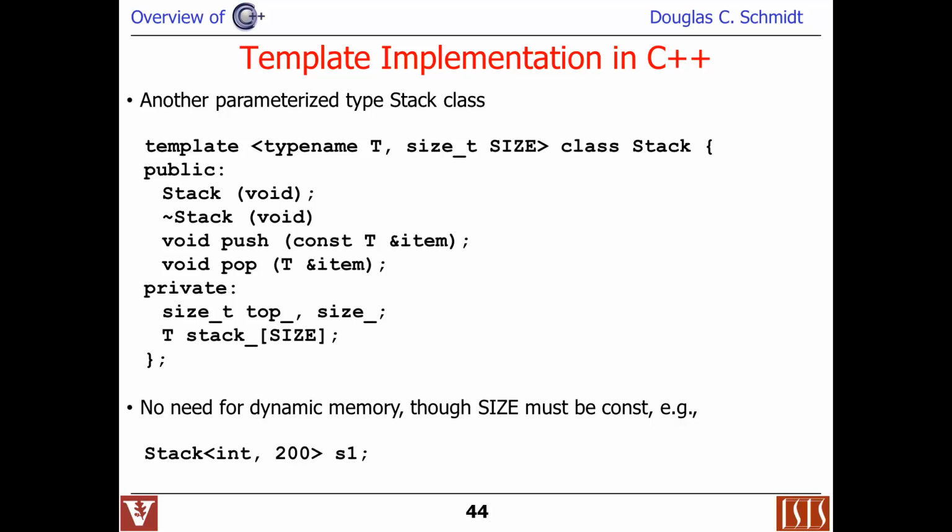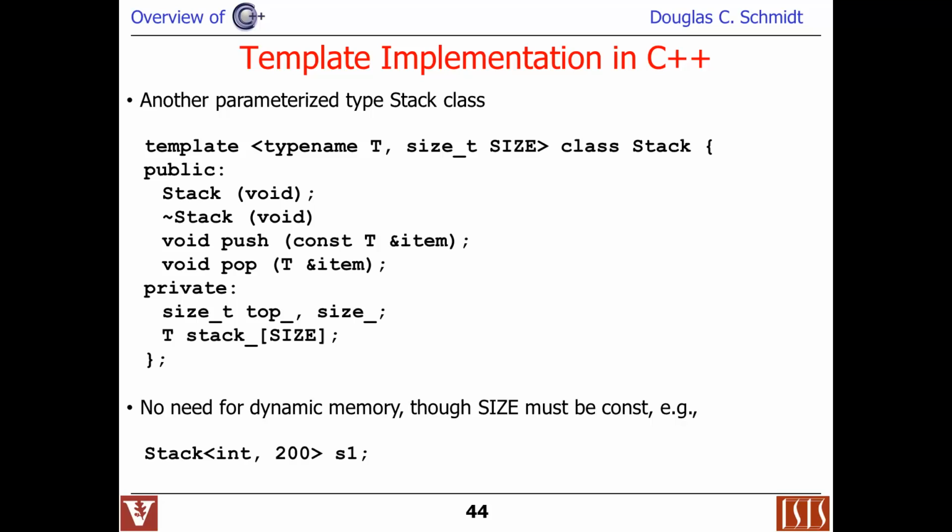Okay, another interesting thing you can do. I mentioned before, mostly you use templates or parameterized types to generalize over type, but you can also use them to generalize over a constant. So here's an example of a stack, and I probably should change the name of this to fixed stack or something like that because it's not quite the same as the other one. In this case, notice we have two parameters. The type name, stack of T: int, double, employee record, activation record, whatever. And then size_t size, which is an unsigned value.